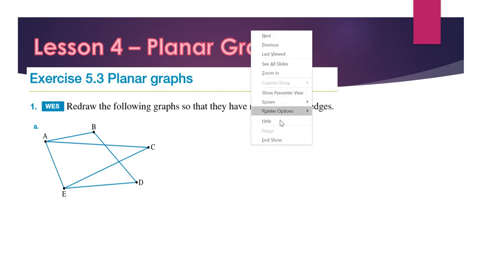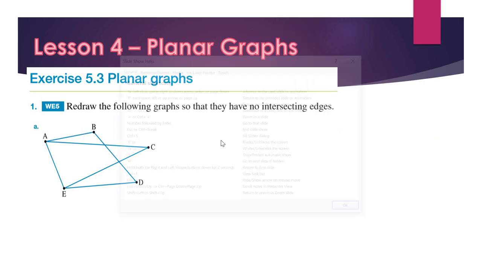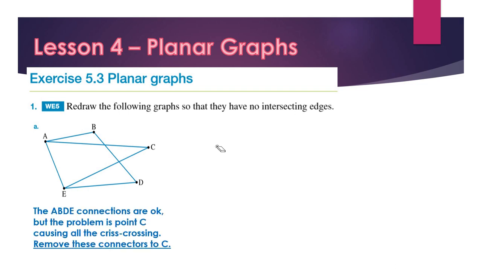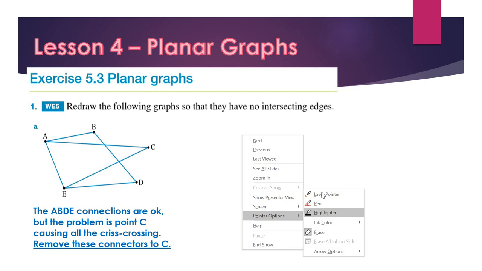But let's get back to pointer options. Okay, how do I get off this one? I always get so messed up with these. Oh, general shortcuts. All right, so let's try. So the ABDE connections are okay, as we're talking about. The ones on the bottom are okay, and now I've got an eraser as a pointer. I don't know how I've done that. Pointer options. This should be able to just make it into a pointer. Arrow options. Oh, let's try automatic.